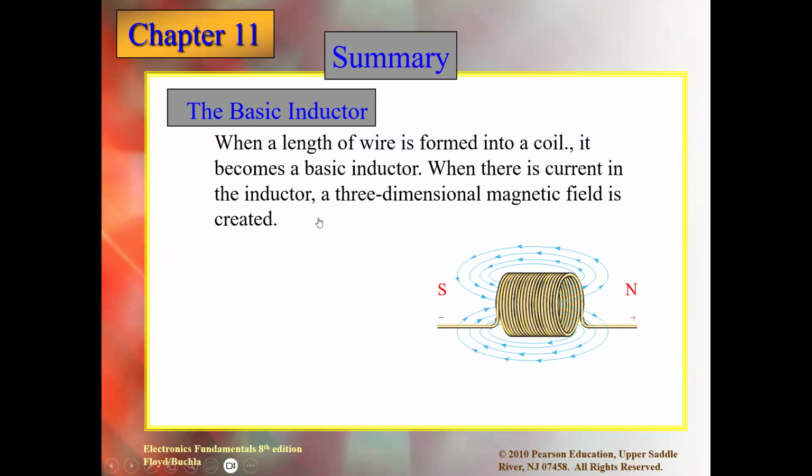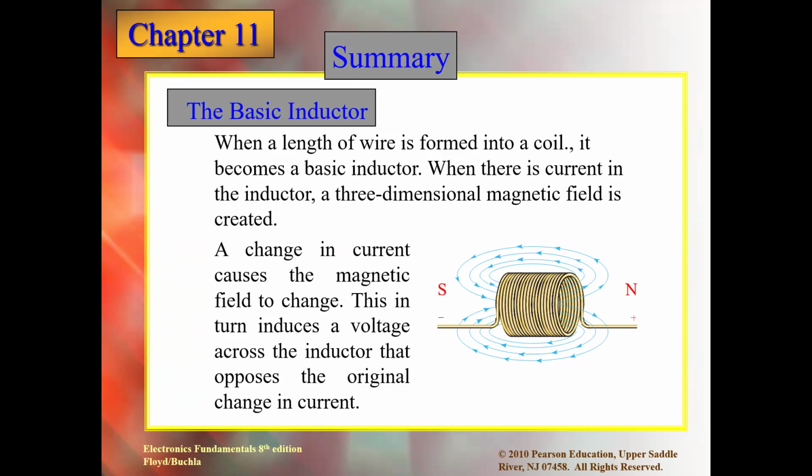Basically, when a length of wire is formed into a coil, it becomes a basic inductor. If you take a lengthy wire and make it a helix or coil shape, it basically becomes a basic inductor. When there is a current in the inductor, a three-dimensional magnetic field is created. This is the property of how the inductor basically works. Whenever a current flows in the inductor, a three-dimensional magnetic field is created. As you can see here, south and north.